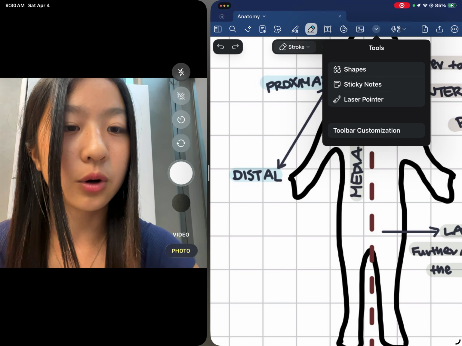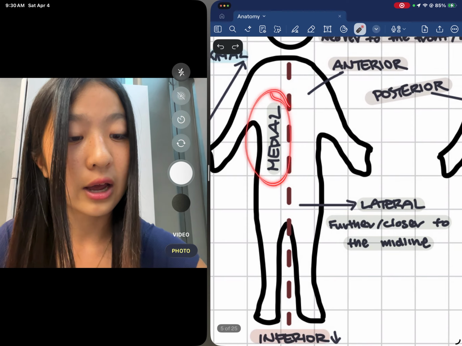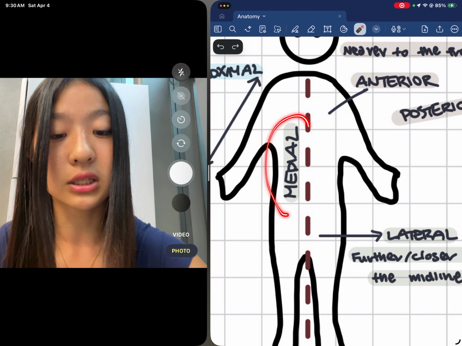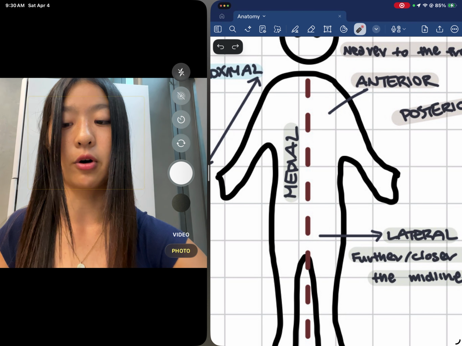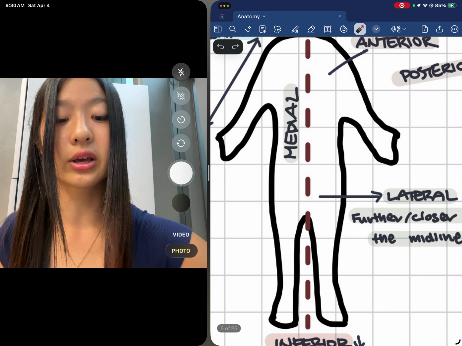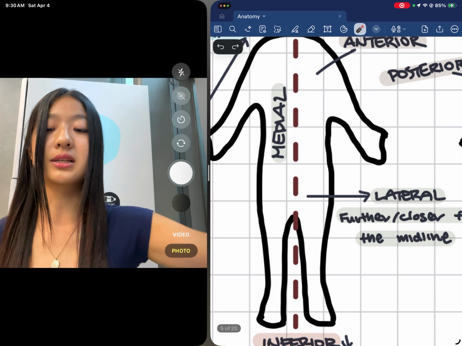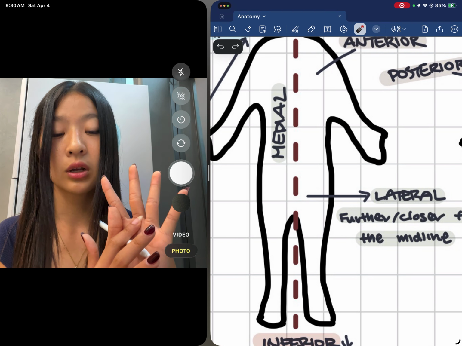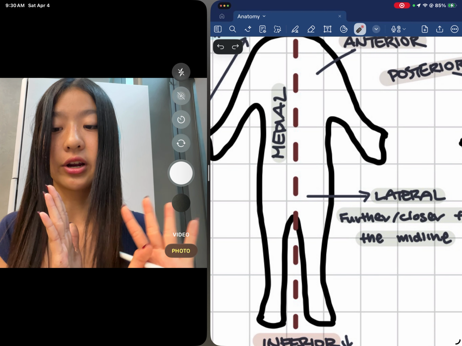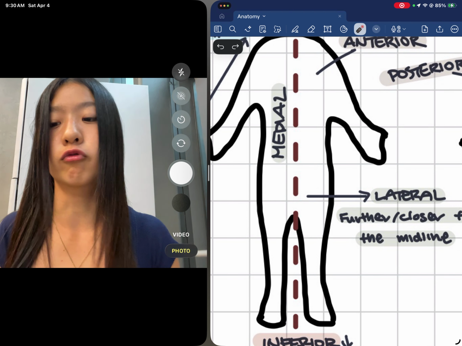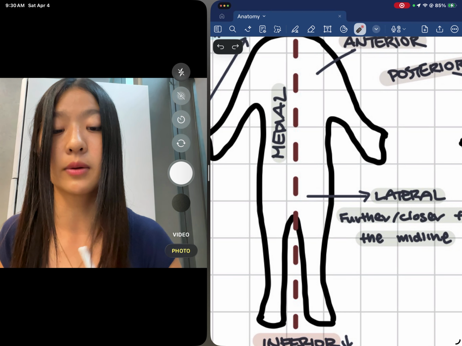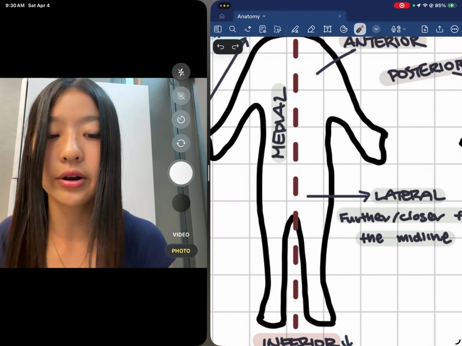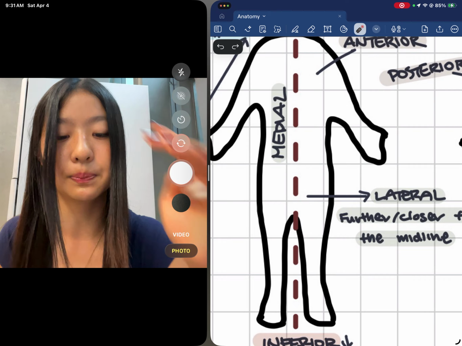Okay, the next one is medial and lateral. So if we were to draw a midline over the center of our body, medial just means closer to the midline. So this is the center of my body. And again, we could look at the same example with my arm. If my arms are in the anatomical body position, my hands are gonna be further away from the center of my body than my ribs, because my ribs are in the center of my body. Therefore, my ribs are medial to my hands. Or the other way around, my hands are lateral to my ribs.